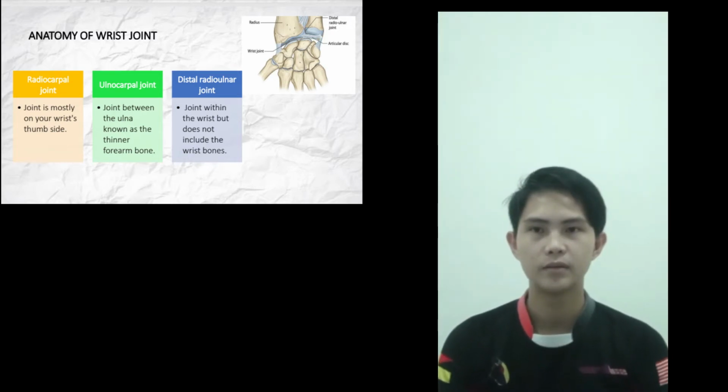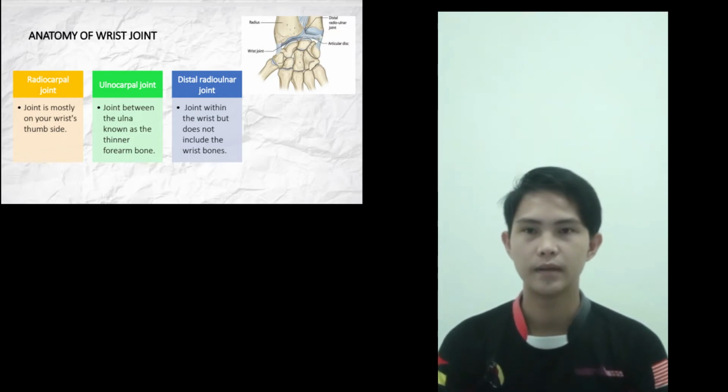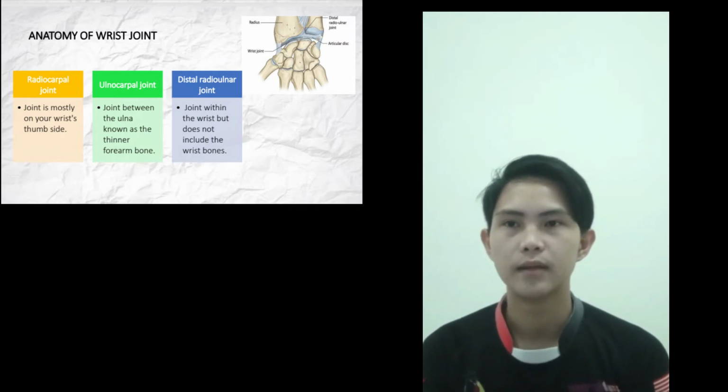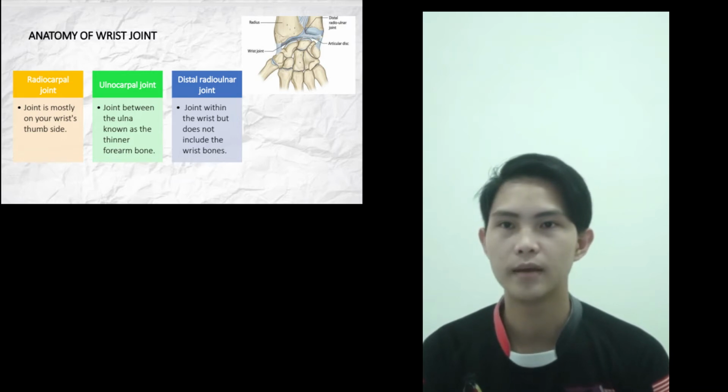Okay, there are three main joints in the hand, and the first is the radiocarpal joint. There is the thicker forearm bone that connects with the lower row of wrist bones. This joint is mostly on the thumb side of your wrist. And the next is the ulnocarpal joint. That is the joint between the ulna, known as the thinner forearm bone, and the wrist bones lunate and triquetrum, which is the pinky side of our wrist.